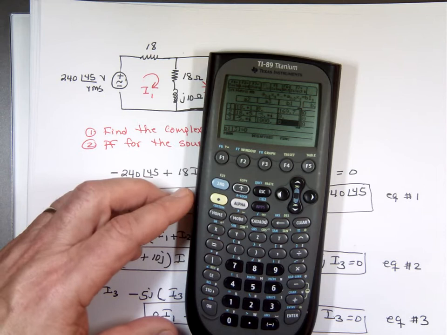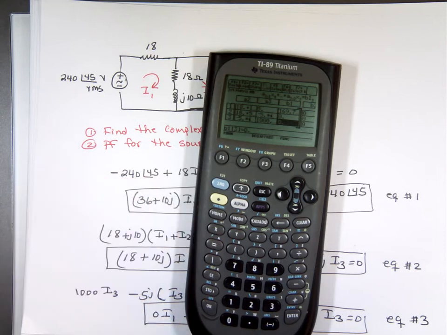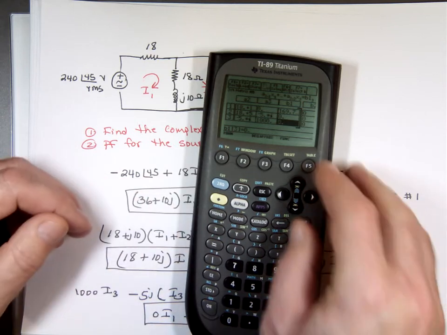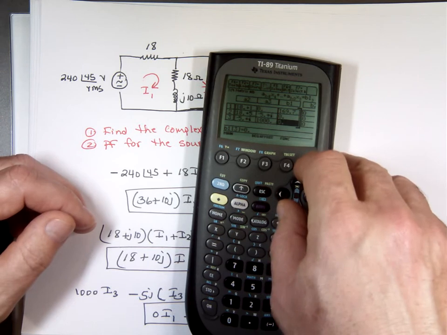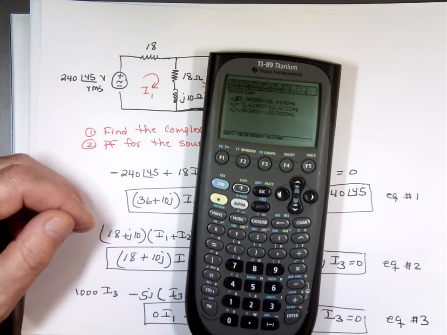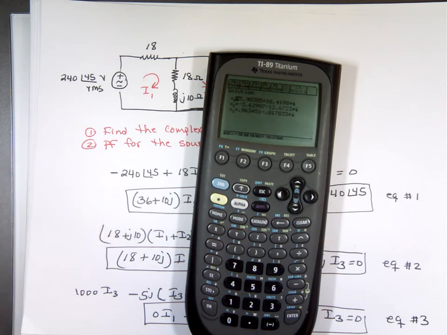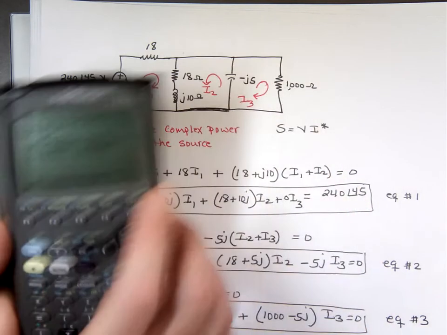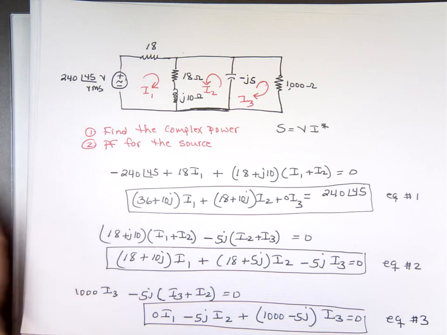And what's the answer? 0. And now I've got to solve it. F5, I think, to solve, right? F5. Solve, and here we got the answers. I'm in rectangular mode. I guess my calculator was in rectangular mode. So here are my answers.